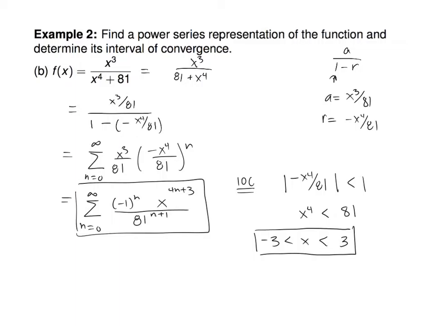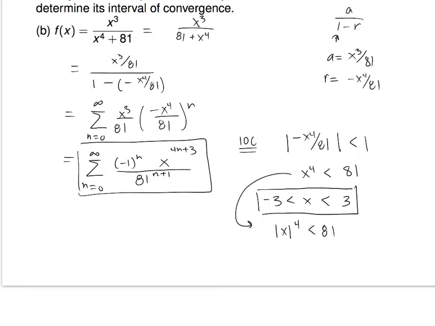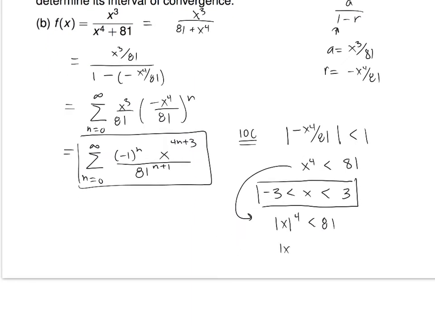Another way to possibly do that, to make you feel better, is you could have said absolute value of x to the fourth is less than 81. Then you could have fourth rooted, right, and then you get that x is in between those two numbers. You have a question? Your radius would be 6. The radius is 3, because the radius is half of the length of the interval. Oh, right.